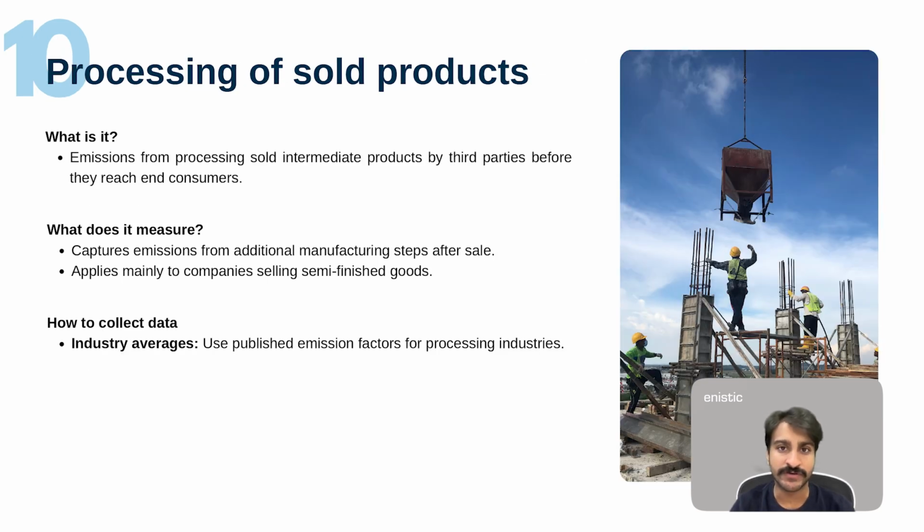Next, we have processing of sold products. These are emissions from processing sold intermediate products by third parties before they reach end consumers. So these measure emissions from additional manufacturing after you've sold something. So it applies to companies that sell semi-finished goods that are used in other manufacturing processes. The best way to collect data for this is to use industry averages. So use published emission factors for processing industries and multiply that by the volume that's been sold.